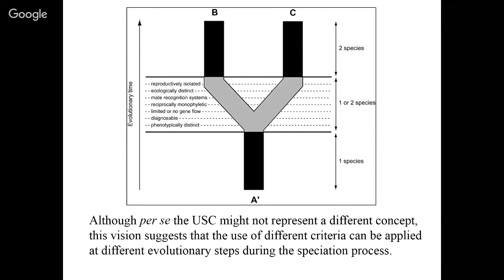Okay, so this idea might serve as a conciliator among other concepts. For instance, although the unified species concept per se might not represent a different concept, this vision suggests that the use of different criteria can be applied at different evolutionary steps during the speciation process. However, we still have to decide in which step is the unit we want to model in order to select our set of localities.